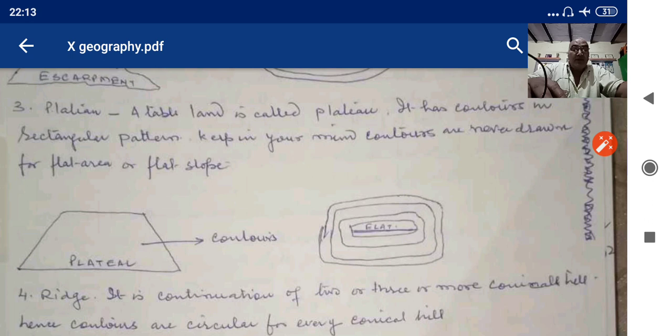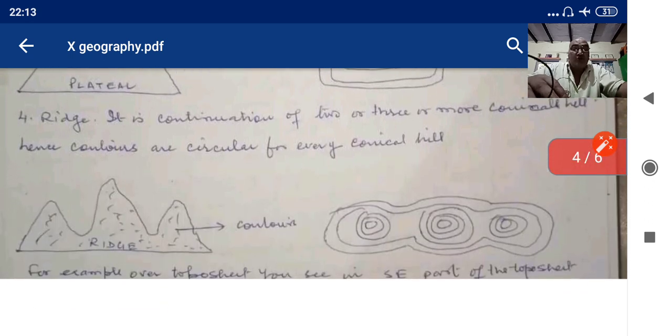Ridge. Next relief feature is called ridge. It is a continuation of 2 or 3 more conical hills. Hence, contours are circular for every conical hill. You can see in the figure there are 3 conical hills shown.